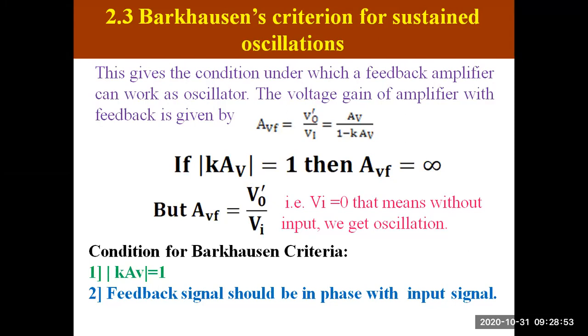आणि AVF जर इन्फिनिटी मिळत असेल त्यासाठी VI किती असायला पाहिजे? 0 असायला पाहिजे. म्हणजे इनपुट 0 असताना तरी सुद्धा आपल्याला आउटपुट मिळते. इनपुट 0 असताना तरी सुद्धा आपल्याला ऑसिलेशन मिळतात. आणि this is the condition for Barkhausen criteria. मग what is the condition for Barkhausen criteria? Loop gain must equal to 1. Mod of K into AV is equal to 1. This is the condition for Barkhausen criteria.